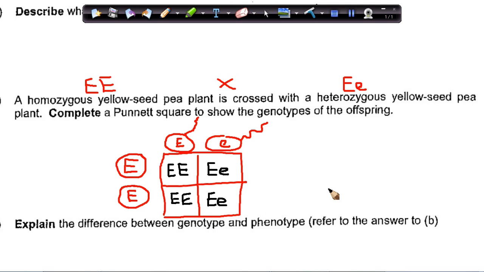So having a look at those, what color would they be? Well, this one here has two big E's, so it'll be yellow. This one's got two big E's, it'll be yellow. This one's only got one big E, but it's dominant, so it's still yellow. And this here, capital E, little e, it's still yellow. So of the offspring here, they are all yellow.